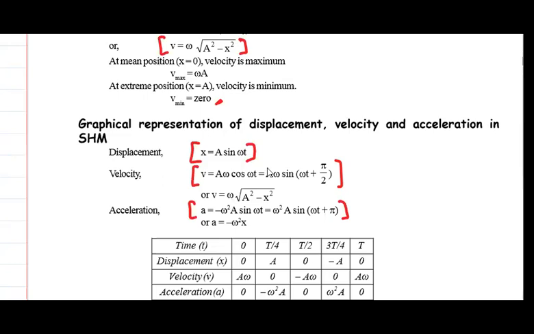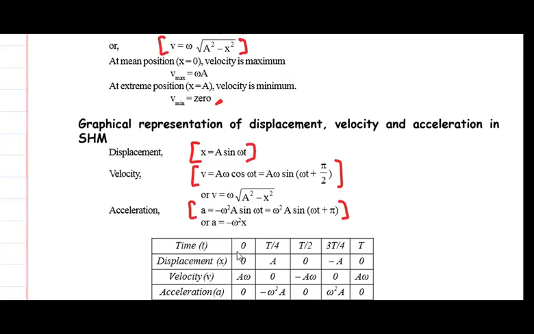Now, let's put time t is equal to zero. If time t is equal to zero, what is the value of x? X is zero, no? Sine zero is zero. Which means this object is starting from the mean position. That is the meaning of this.